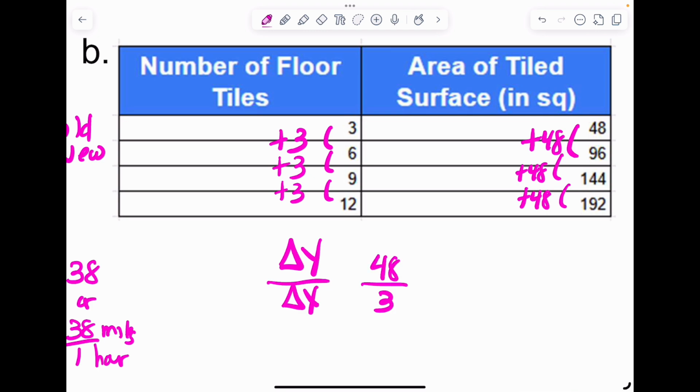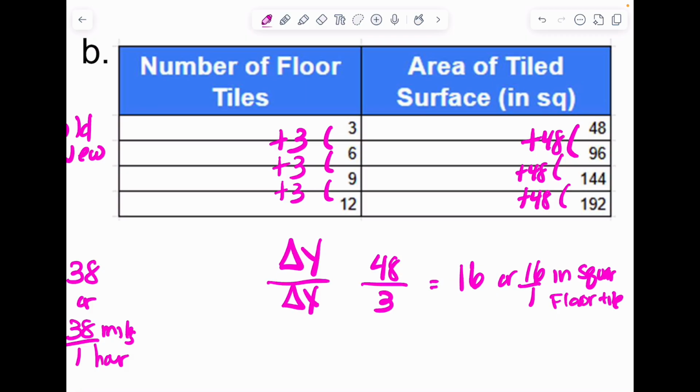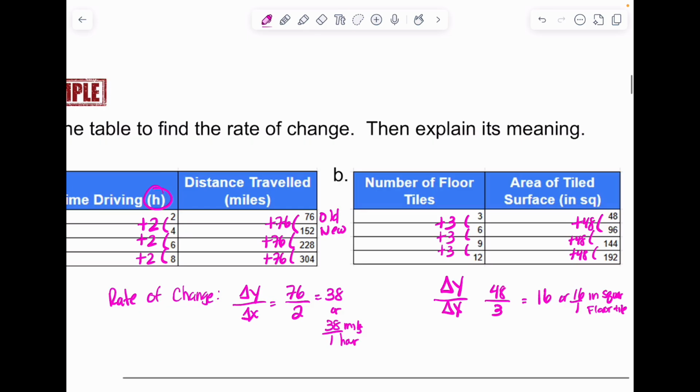And so when I simplify, 3 goes into 48 sixteen times. So 16, or 16 over 1, because basically what we're saying is 16 inches squared, does that make sense, is what we have in one floor tile. Okay, that's what that means.